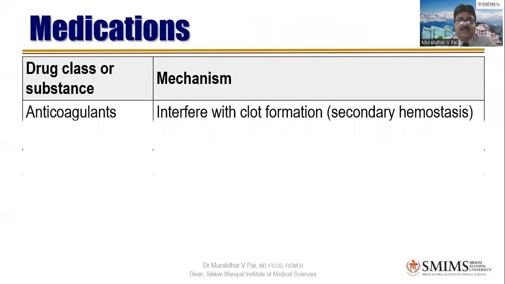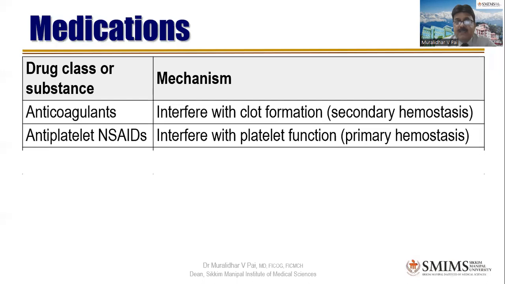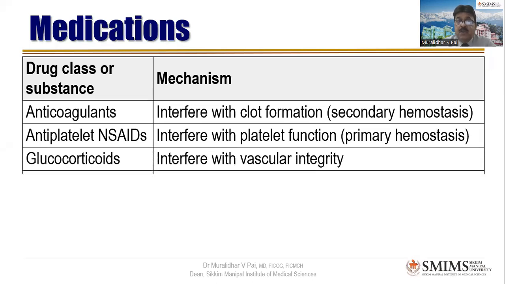What are the drugs, medications? Anticoagulants, because they interfere with clot formation secondary to hemostasis. Antiplatelet NSAIDs interfere with platelet function. Primary hemostasis, all of us know that. Primary hemostasis is by platelet function, secondary hemostasis by clot formation. Accordingly, you have to use.